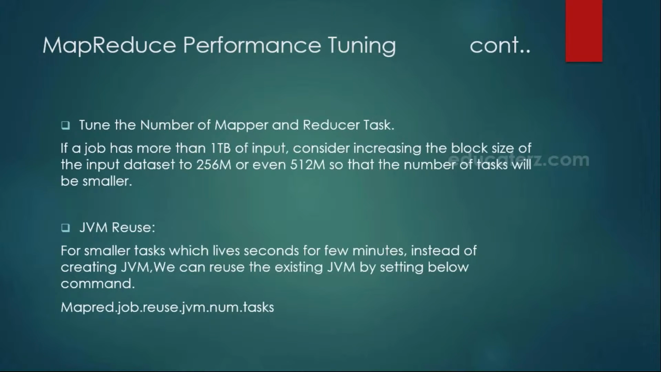Also, to improve MapReduce performance, you can fine-tune the number of mapper and reducer tasks. Let's assume I have a 1 terabyte file. By default, the block size is 128 MB. So I'm going to get approximately 8,000 mappers created for the 1 terabyte file. That means 1 terabyte divided by 128 MB leads to 8,000 mappers.